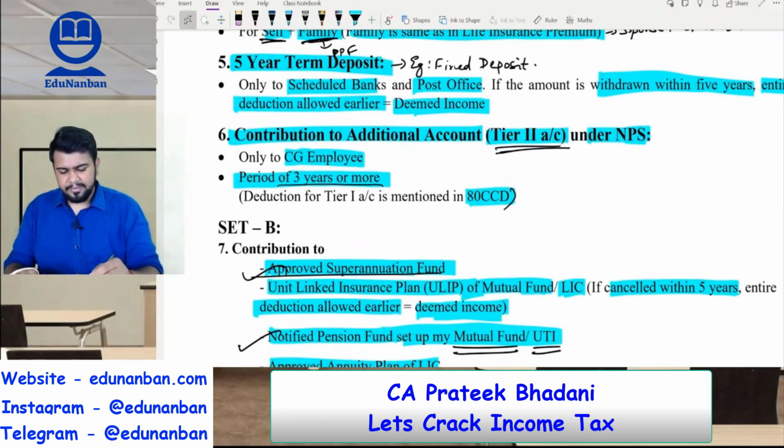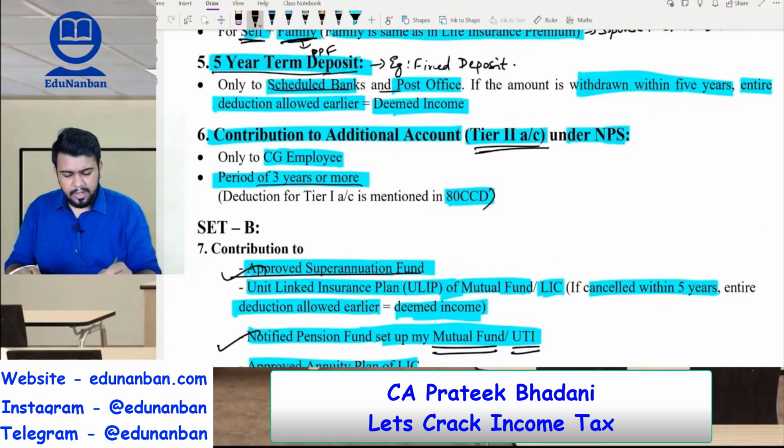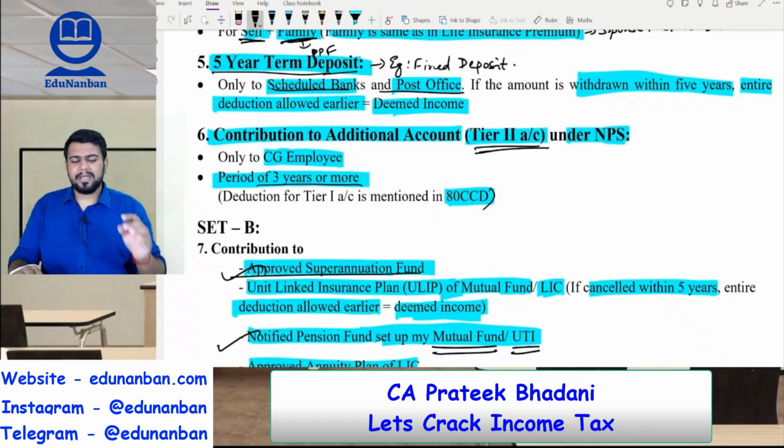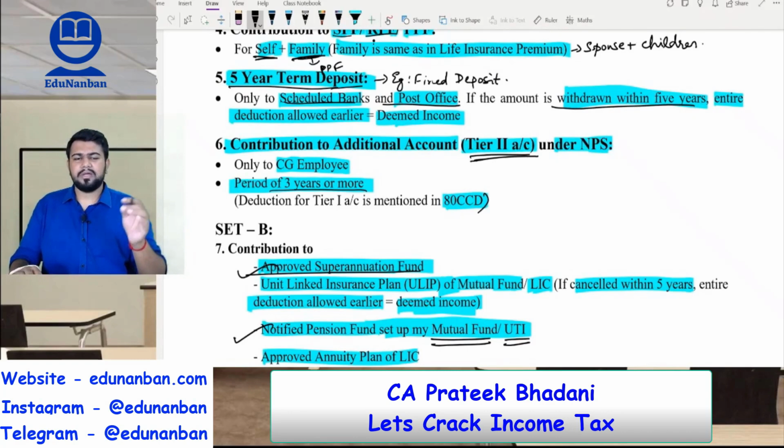Fine. Next, 5-year term deposit. So 80C wherein what else deduction is there? If a person deposits in a 5-year term deposit, for example a 5-year tax saving fixed deposit in a bank or scheduled bank or post office, then such amount can be allowed as deduction. However, if the amount is withdrawn within 5 years, then the entire deduction allowed earlier will be deemed as income.